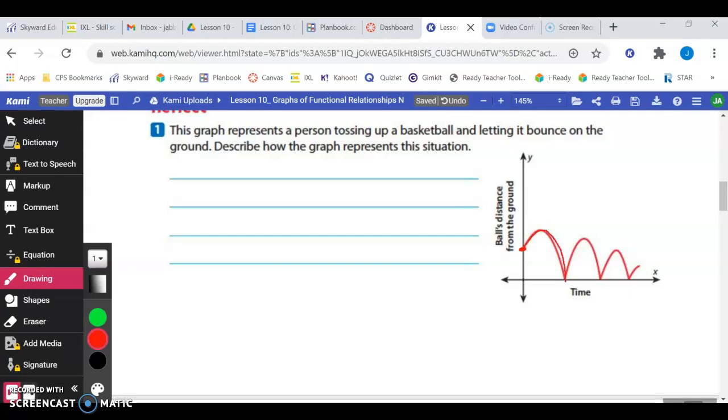And then, of course, the ball hits the ground, and it bounces back up and comes back down and hits the ground again, goes up and then hits the ground again. And each time, it's losing its momentum, so it's not bouncing as high each time. So this graph will continue on for a little bit longer until the ball stops bouncing. So that is how the graph represents the situation. The bounces of the ball are getting smaller with each bounce.